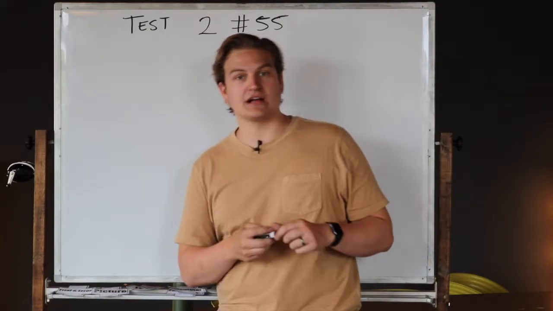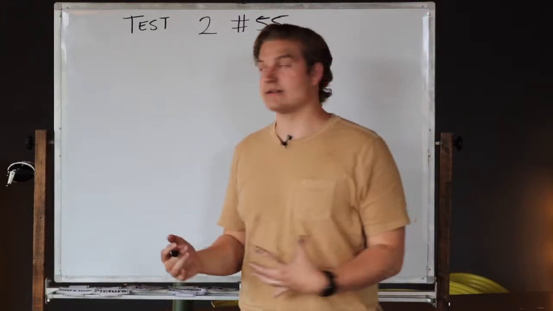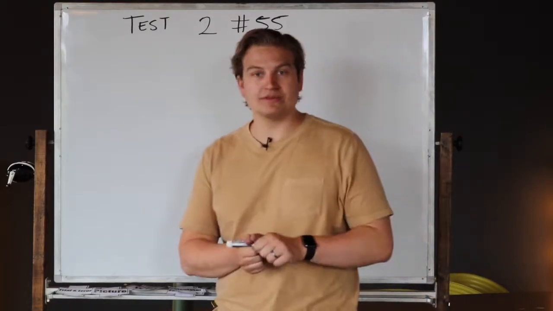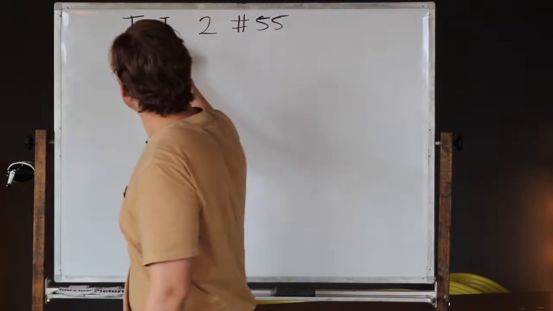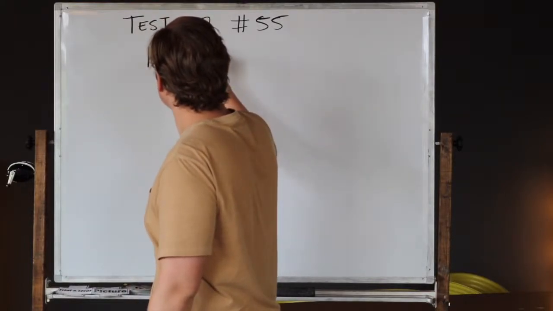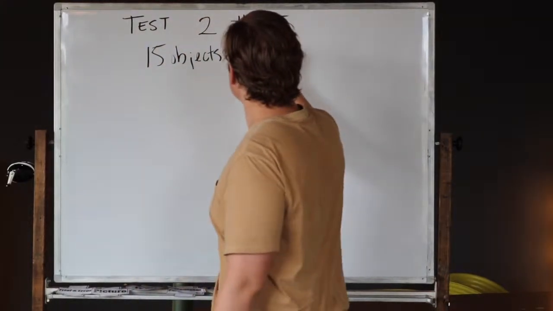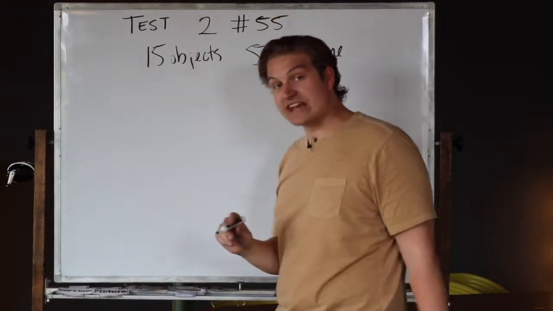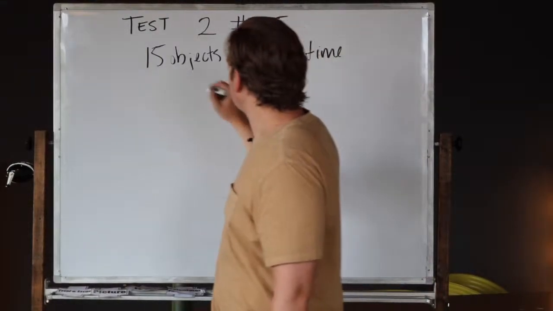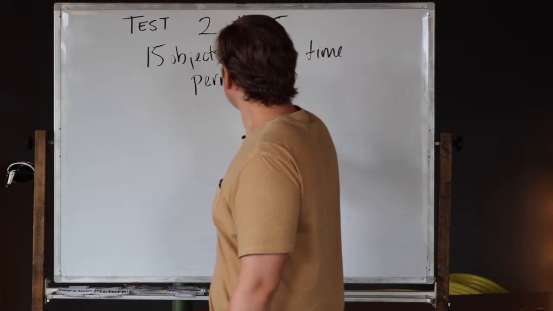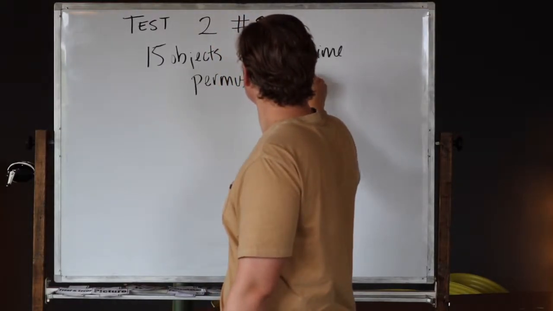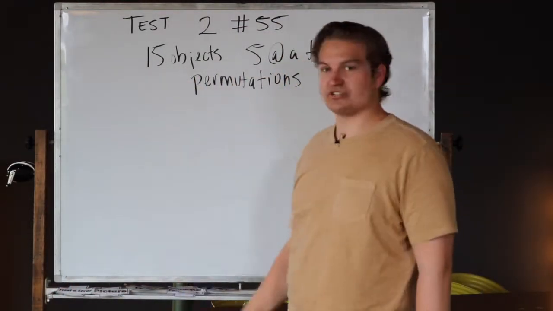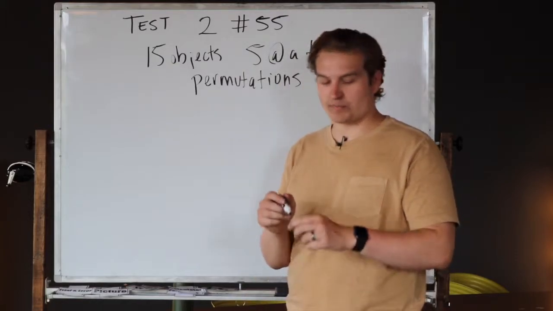But if you have taken a stats class before or you just want to learn what this is all about, I'm going to do a quick refresher as to what we're talking about here. The problem says that we are taking 15 objects, and we are choosing them 5 at a time. And it uses this fancy, scary math word, permutations. It says, how many different permutations are there if we take 15 objects and choose 5 at a time?